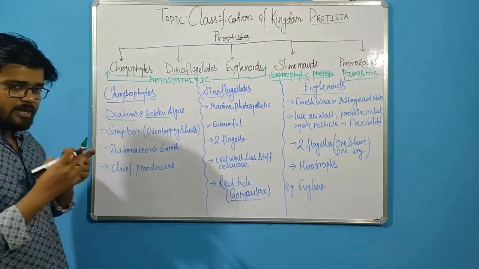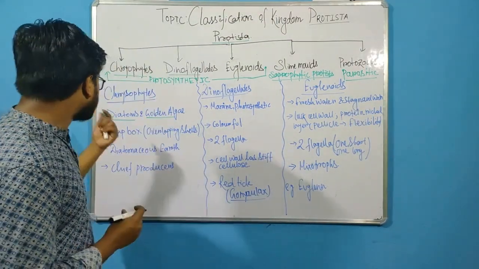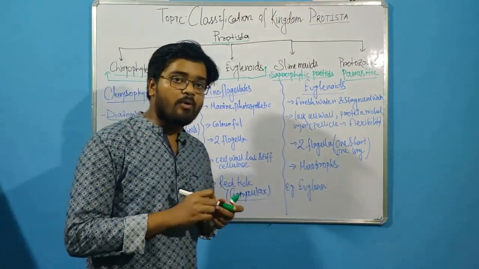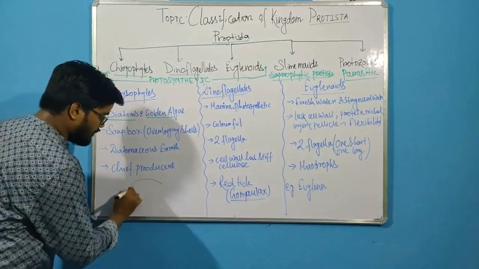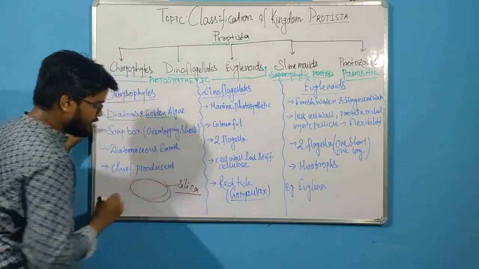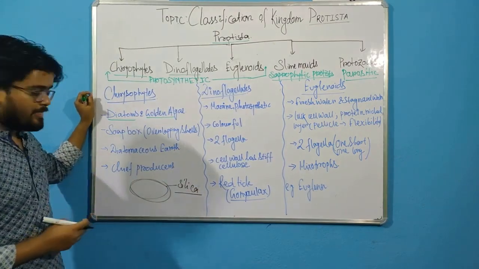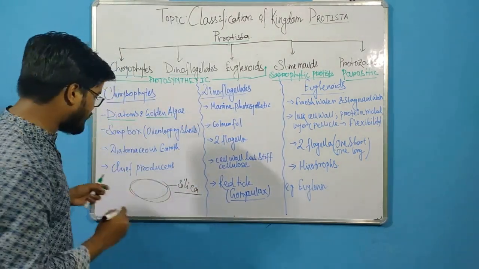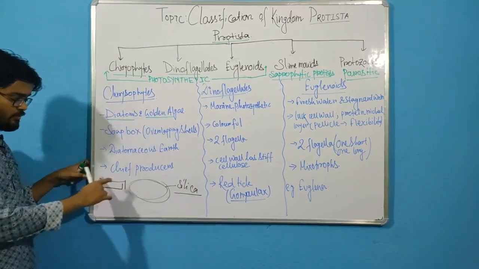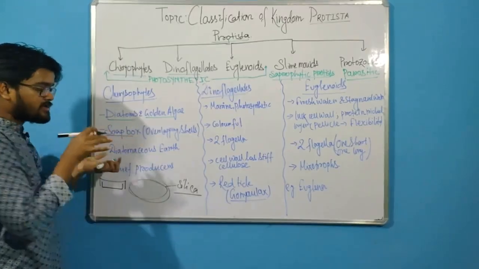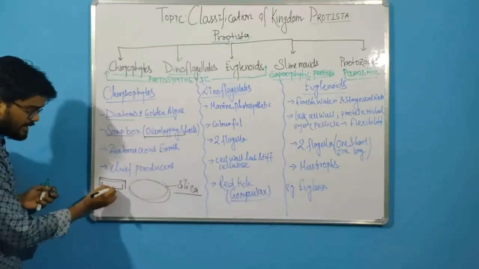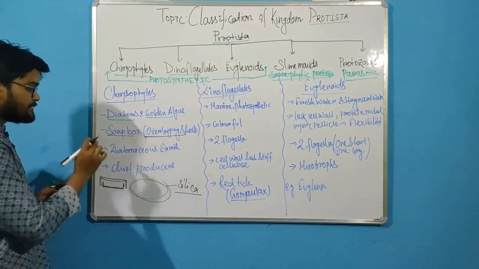Now some basic features of the chrysophytes. Their body cell wall is generally made up of silica, and their body is like a soap box, with a soap box-like structure. Why? Because they have overlapping cells, and their cell wall is made up of silica.